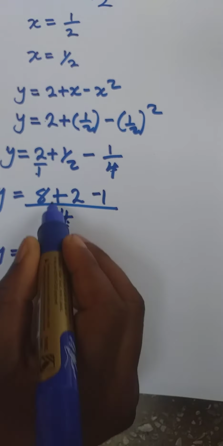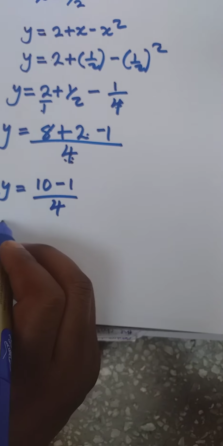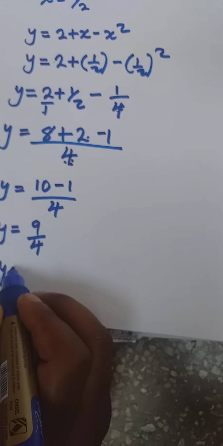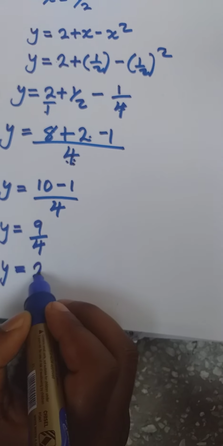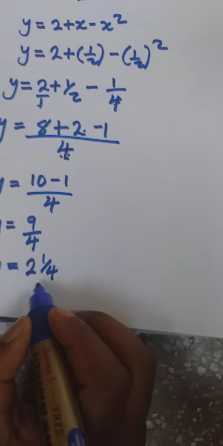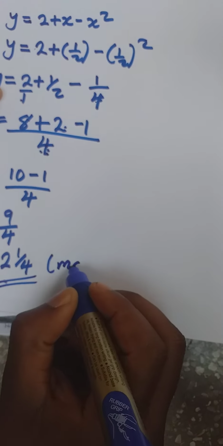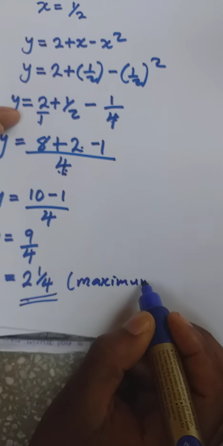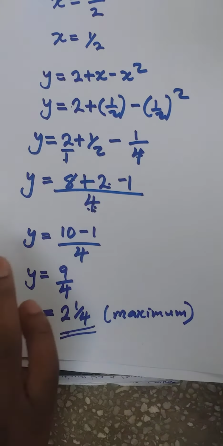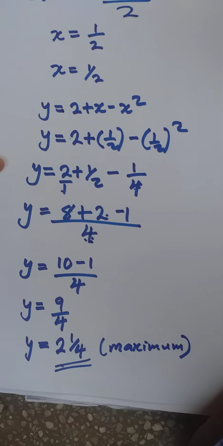So we have y is equal to this plus this, it's 10 minus 1 over 4. Then y is equal to 10 minus 1, it's 9 over 4. Then y is equal to 4 into this, it's 2 whole number, remainder 1 over 4. So this becomes the value of y for the turning point, and that is what qualifies to be called the maximum. So this becomes the solutions for the 2018 paper on quadratic functions.